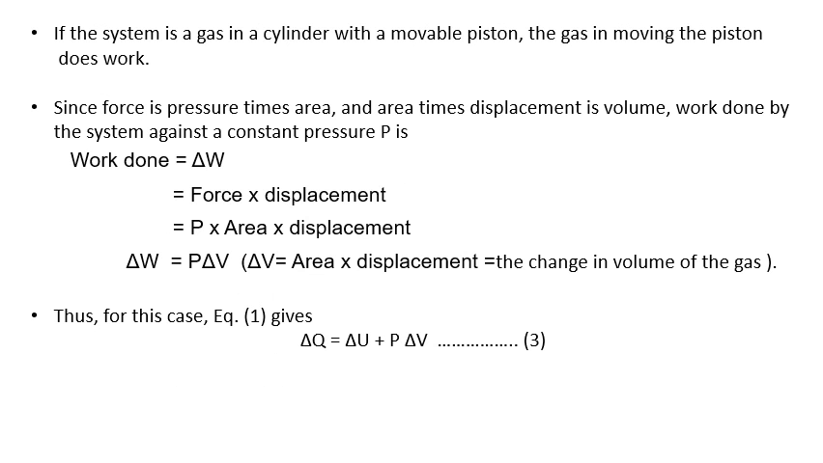If the system is a gas in a cylinder with a movable piston, the gas in moving the piston does work. We can write the work done as force times displacement, and replace force by pressure times area, and you will get delta W equals P delta V. So by replacing delta W by P delta V in equation 1, you will get delta Q equals delta U plus P delta V.